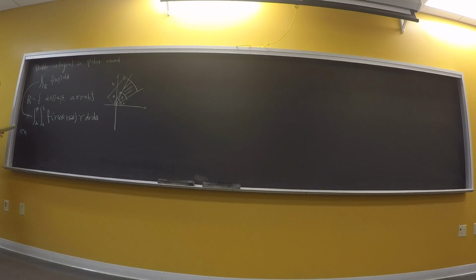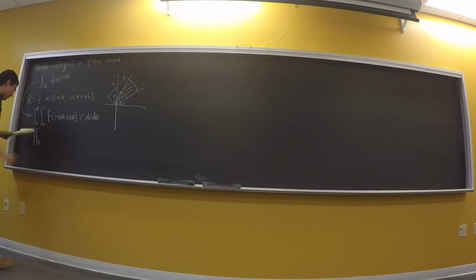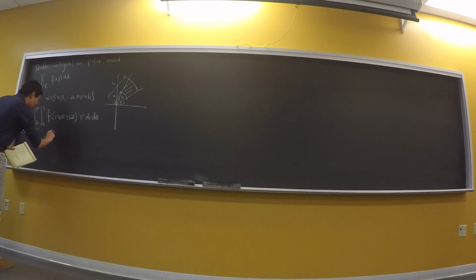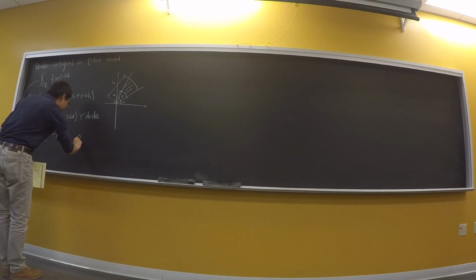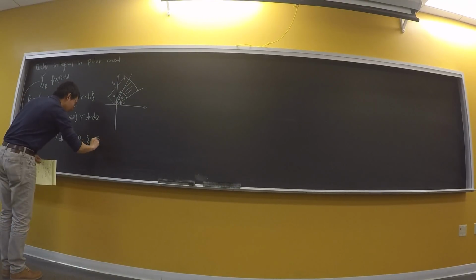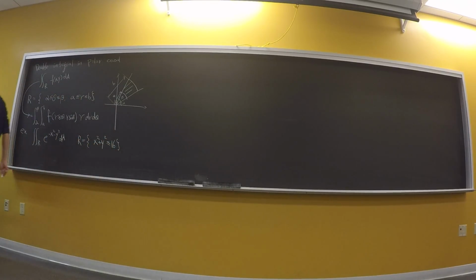So I want to take the double integral of e to the minus x squared minus y squared dA, where the region is given by x squared plus y squared less than or equal to 16. Okay. So this is the one.